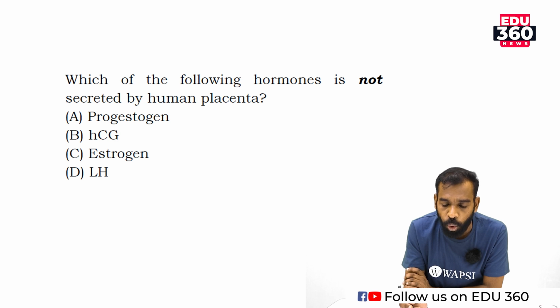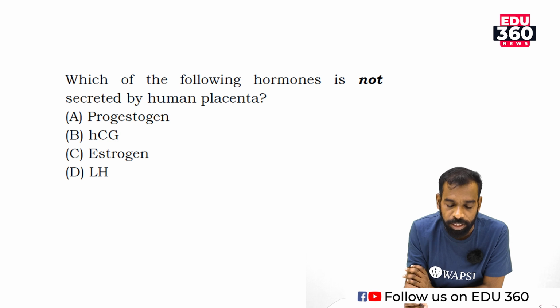Which of the following hormones is not secreted by the human placenta? Option A, progesterone. Progesterone is secreted by the human placenta. You people know that. Then option B, human chorionic gonadotropin. This hormone is also secreted by the placenta.